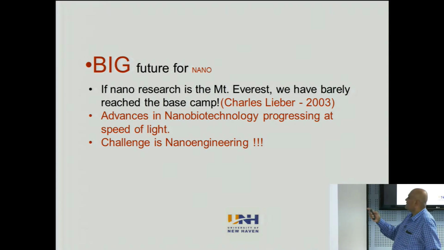So, again, as we know, there was a big future for nano. This was quoted by Charles Lieber. Charles Lieber is one of the most famous nanoscientists. He might get the Nobel Prize sometime soon. He is working on silicon, applications of silicon nanowires in many areas. So, the advances in nano biotechnology, this is the place where we are progressing at the speed of light. Every day a new device comes up, new things, new things.